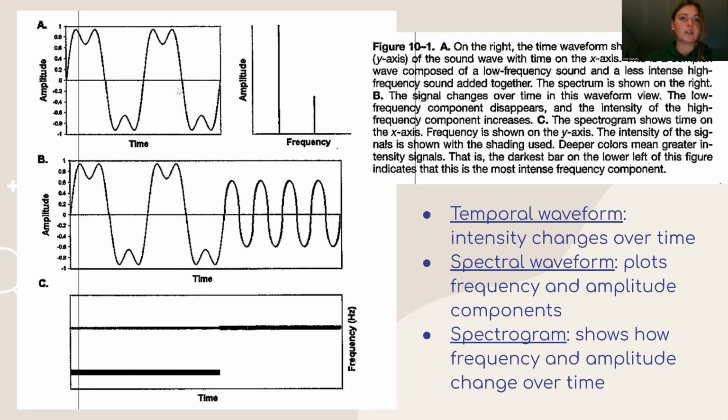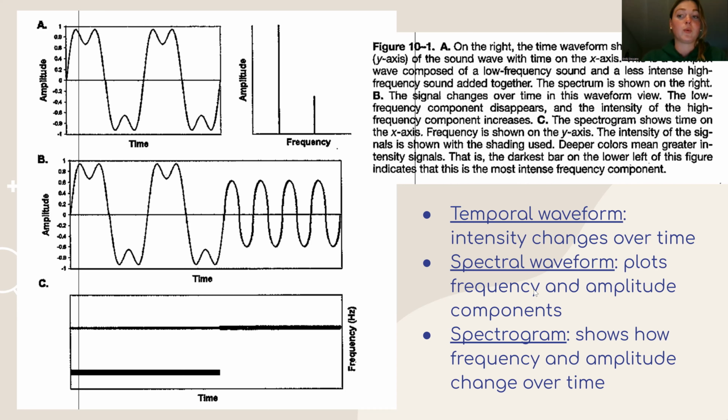When it's a simple wave like this, you can kind of see that there's two different frequencies. This higher frequency wave is combined with this lower frequency wave, and they come together to produce this type of configuration here. But in the temporal waveform, all you get is amplitude over time. So all you're really looking at here is the loudness changes in the sound over time.